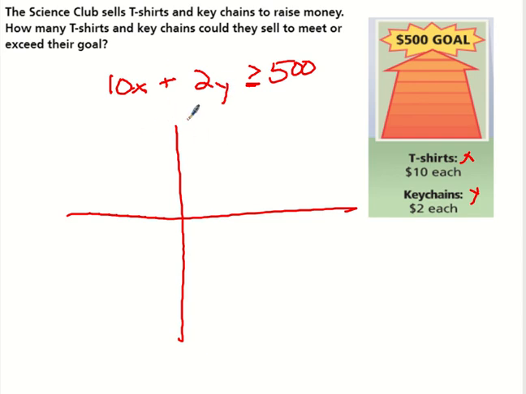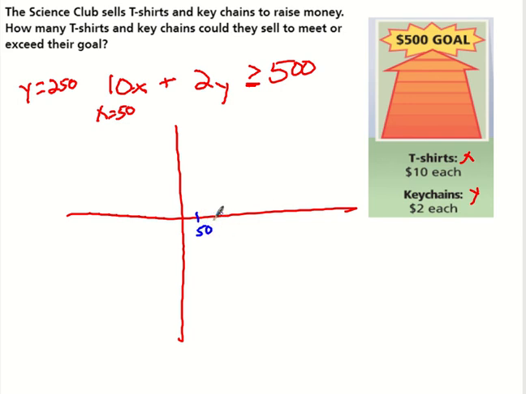Okay, so now what I can do is I can graph by finding my intercepts. When I plug in 0 for Y, for X, that means I'm going to have 50. So my X intercept is 50. My Y intercept is going to be, let's see, well, it's $2 for a keychain, so I got to divide 500 by 2. That's 250. So I think an acceptable graph here would be to count by 50s, is what I'm going to do. I'm going to go 50.